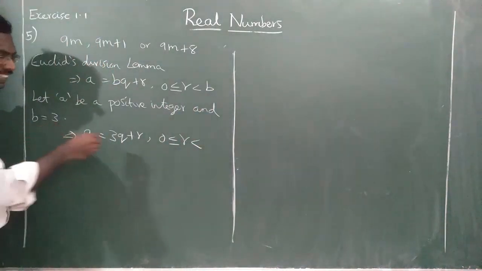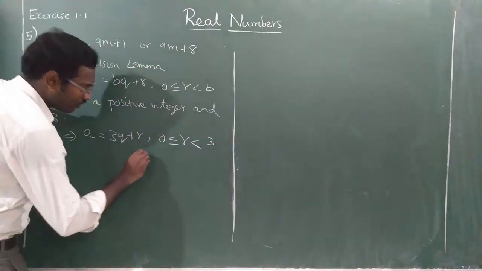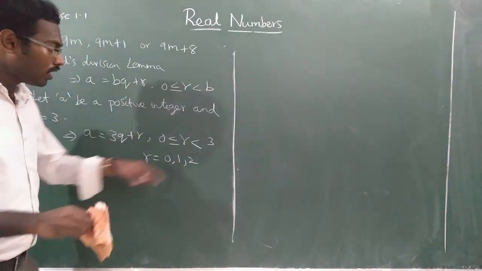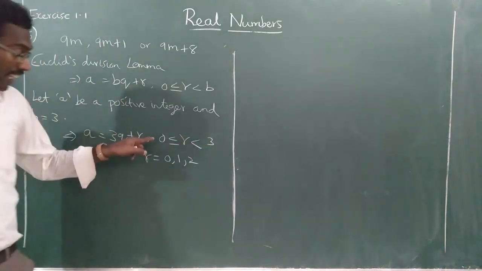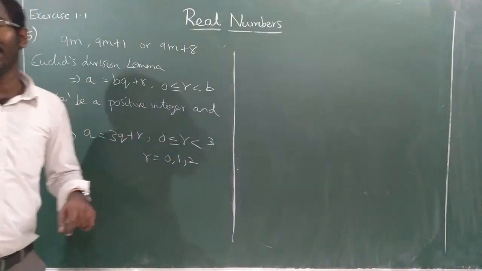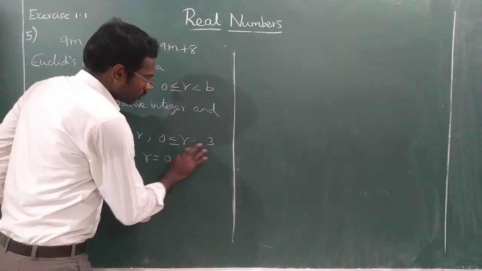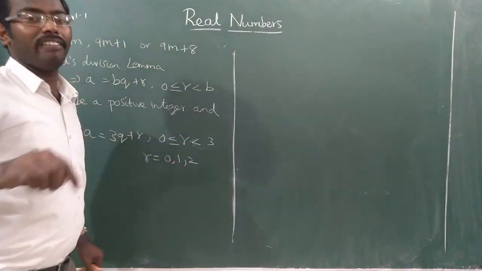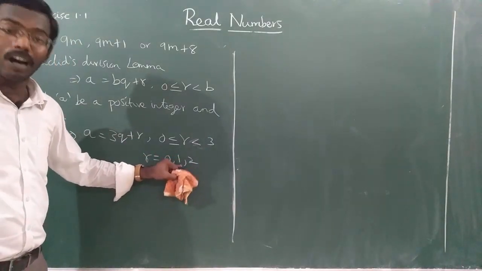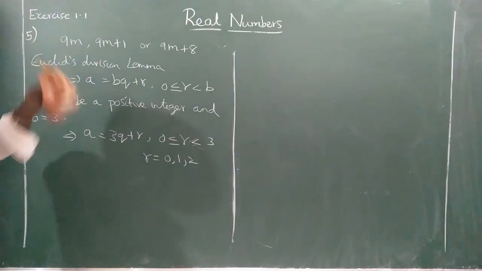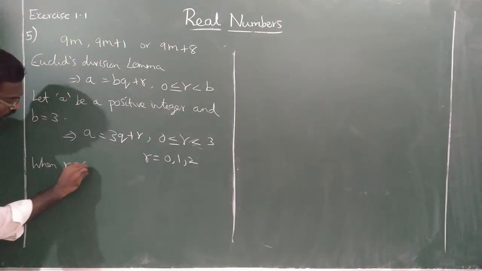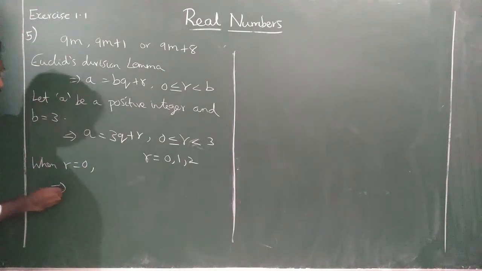b value is 3. If it is less than 3, then r value is equal to 0, 1, 2. 3 won't come because it is less than 3. Understood or not? Okay. So now, similar to the previous sum, we will first take r is equal to 0, then r is equal to 1, then r is equal to 2. Okay, shall we do?